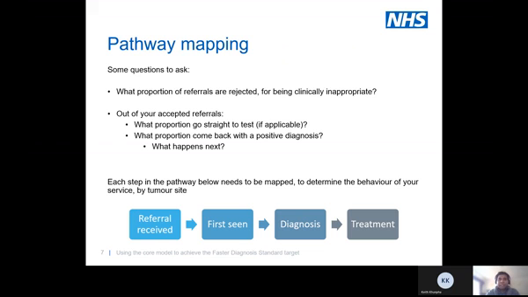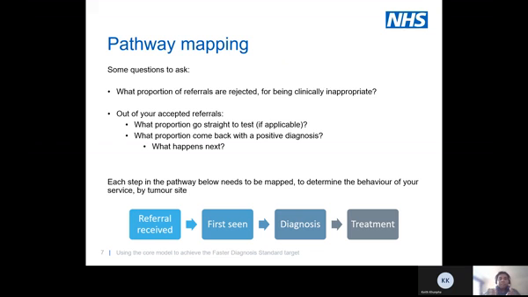Now, demand and capacity is just one small cog in a larger machine, and you need to think about other components. And pathway mapping goes hand in hand with demand and capacity planning. So I would like to briefly talk about some of the questions which may prompt some thinking in order to help facilitate the demand and capacity process.